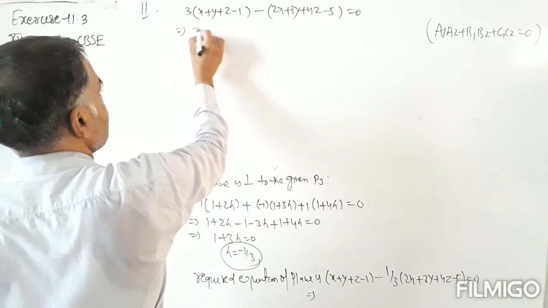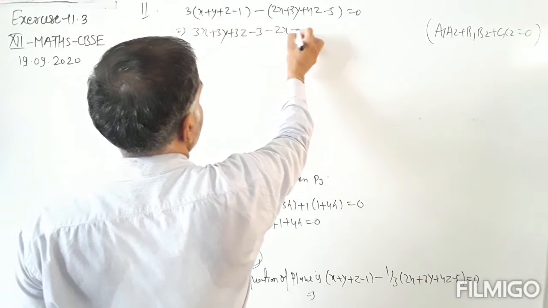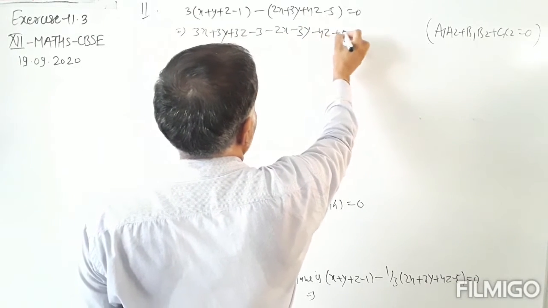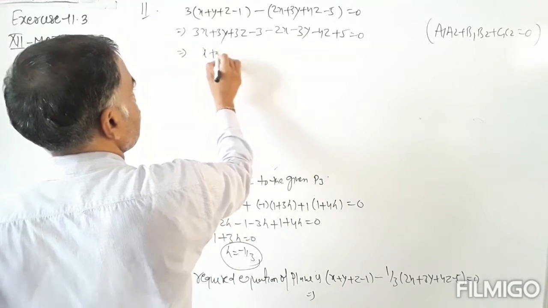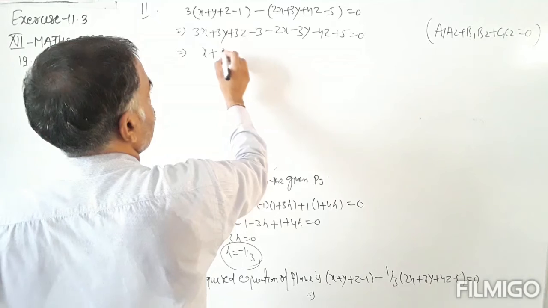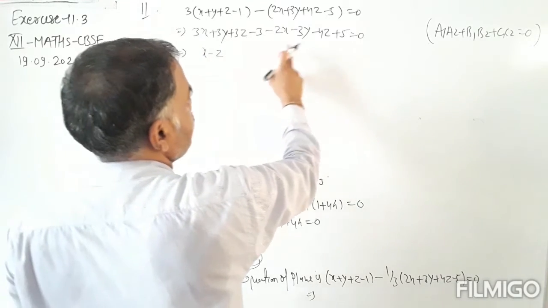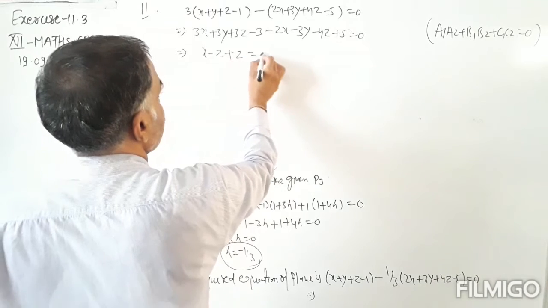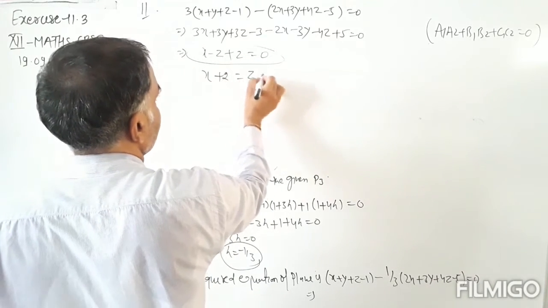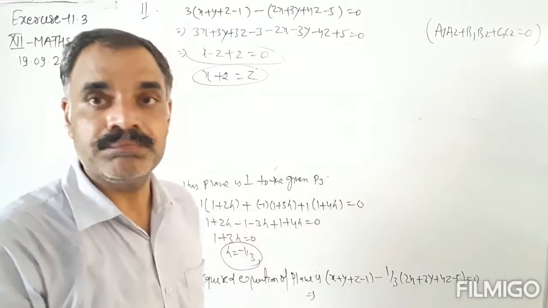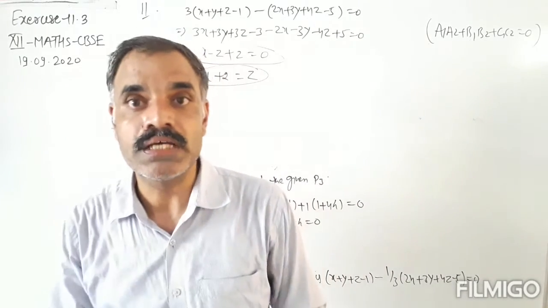So solving this, 3x plus 3y plus 3z minus 3 minus 2x minus 3y minus 4z plus 5 is equal to 0. 3x minus 2x, that is x. 3y minus 3y is 0. Plus 3z minus 4z, that is minus z, and minus 3 plus 5, that is plus 2, is equal to 0. So the equation of the plane is x plus 2 is equal to z. The required equation of the plane is x plus 2 is equal to z.